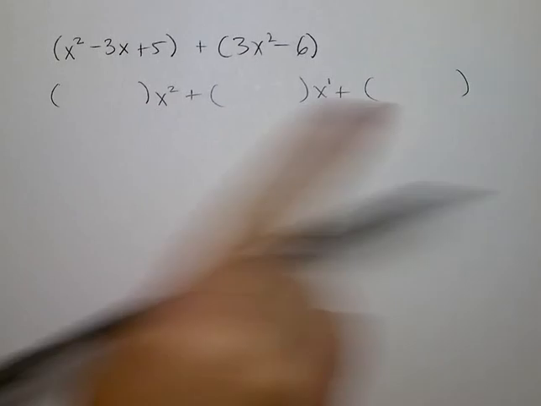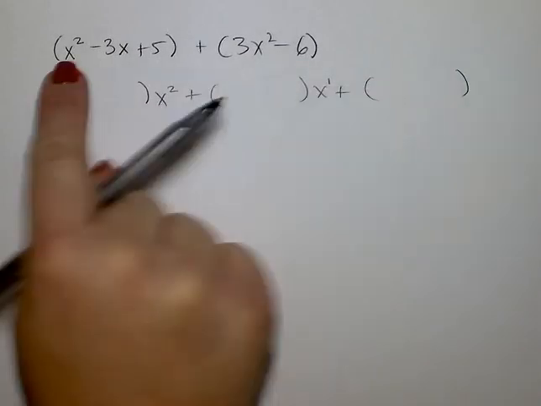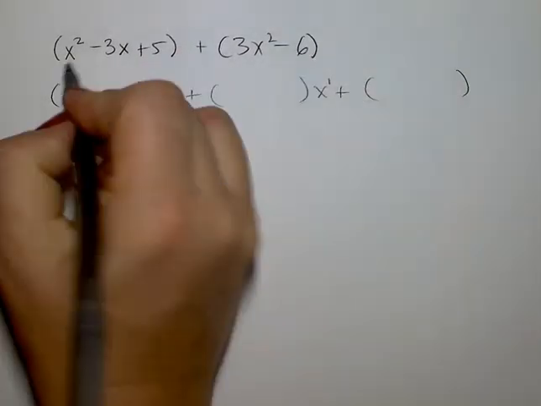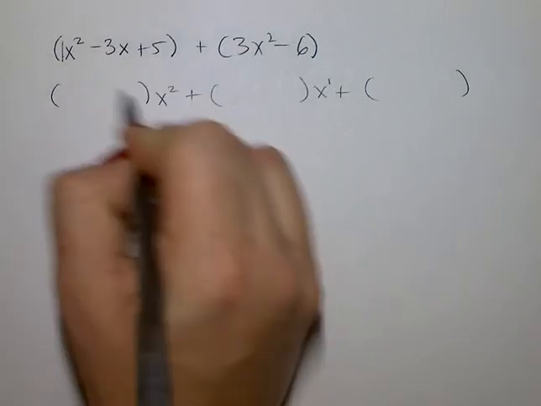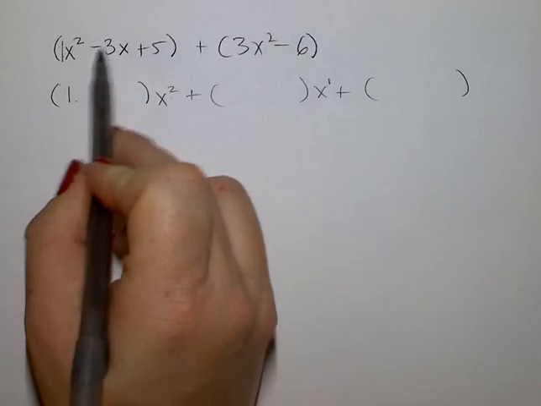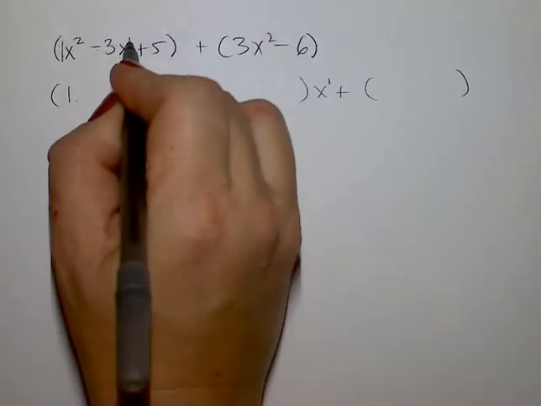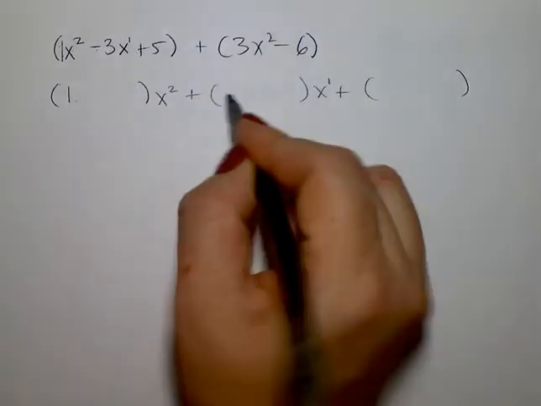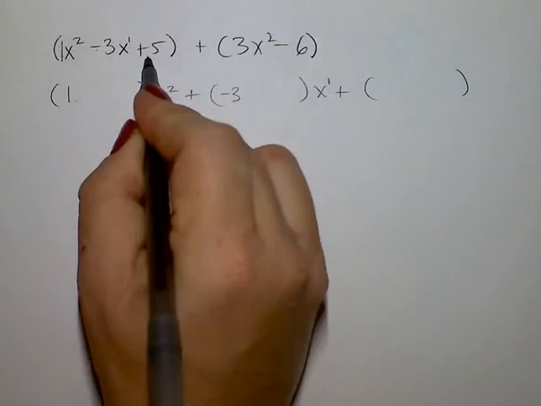Now in these places, I'm going to write down the corresponding numbers. So 1 goes with x squared. So in the x squared spot, I put a positive 1. Negative 3 goes with x to the first. So negative 3 goes into this parenthesis. 5 is a constant. It has no x's.